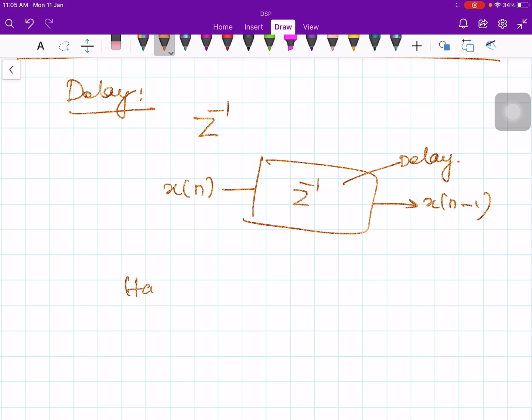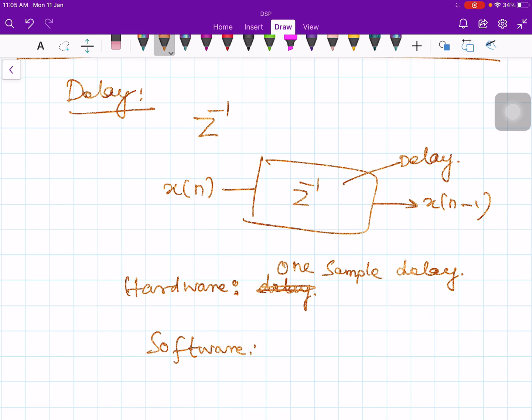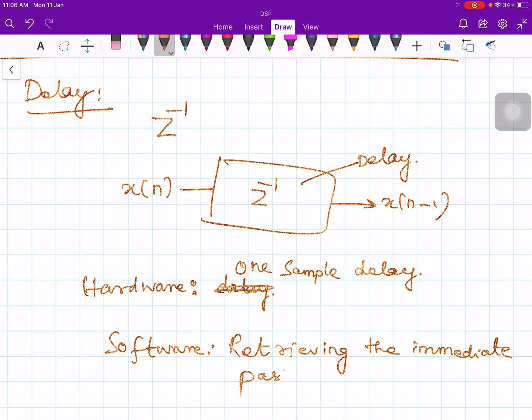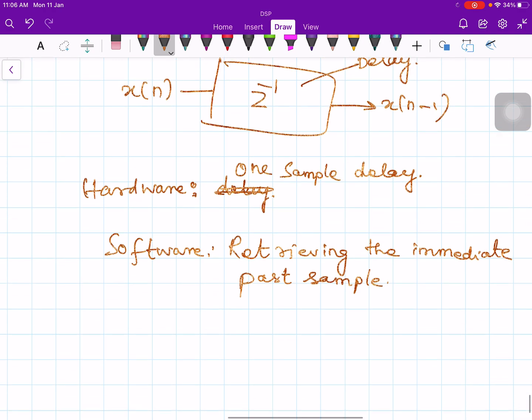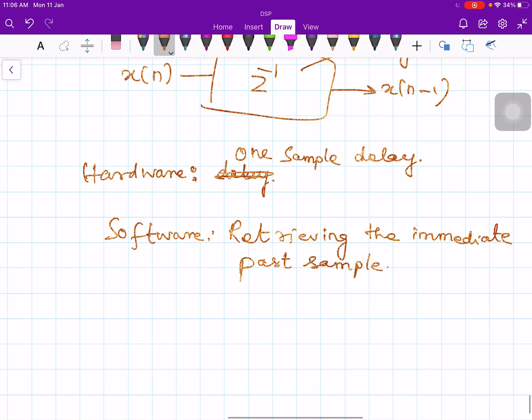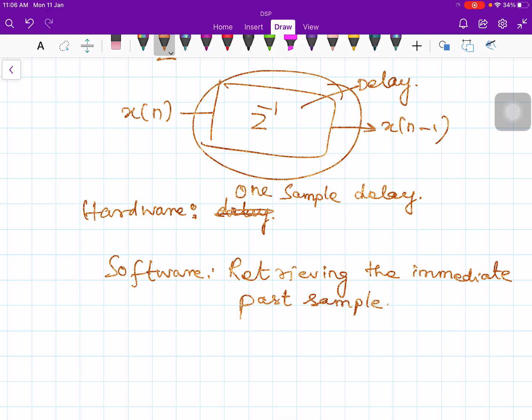In terms of hardware realization, it is simply a one sample delay. In terms of software, in terms of your program, it means retrieving the immediate past sample. So if you require x of n minus 1, you retrieve it, you bring it back. This process is symbolically represented by a block like this, whose transfer function is z to the minus 1.